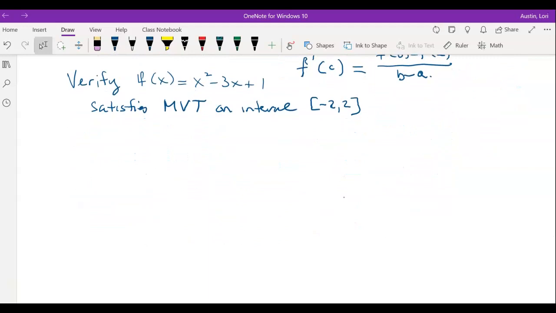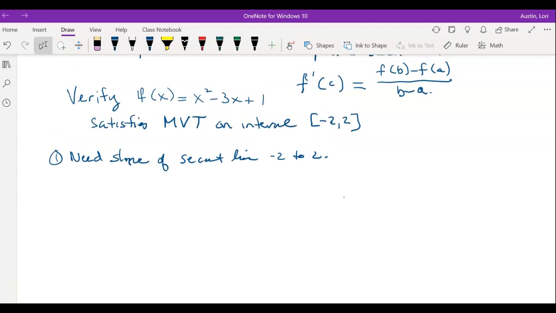Okay, so to satisfy these conditions, we first need to figure out what that slope is. All right, you got to know the slope. So we need the slope of that secant line. So 1, you need the slope of the secant line that goes from -2 to 2. All right, so to get the slope of the secant line, the formula is right there. We need to find f of -2 and f of 2. That's putting into the basic function. So do that calculation for me real quick.